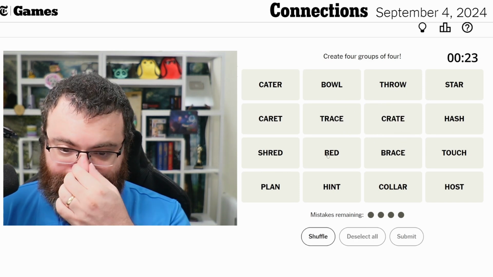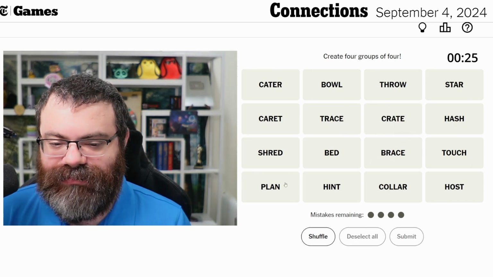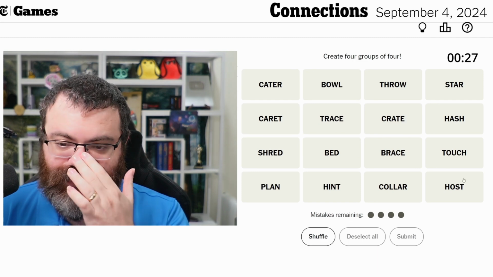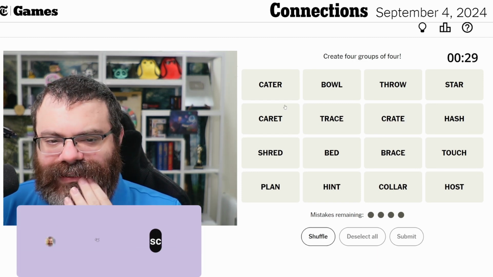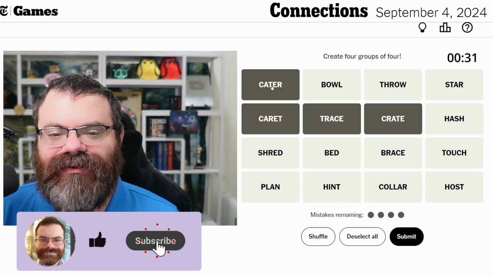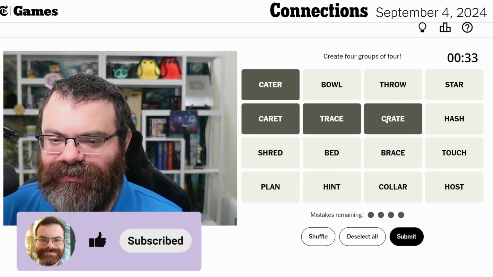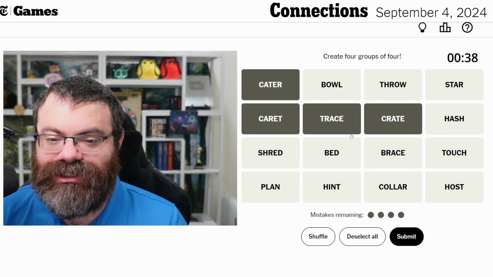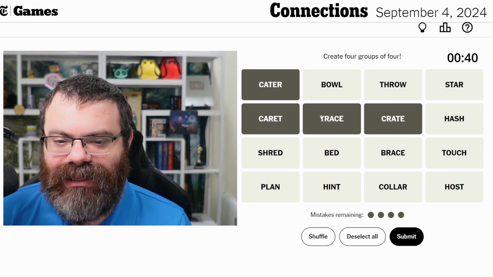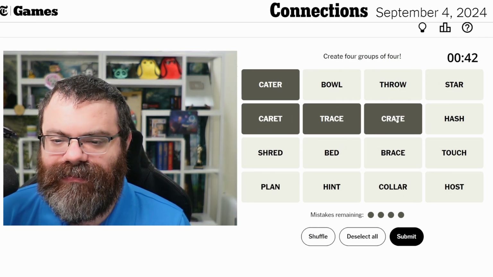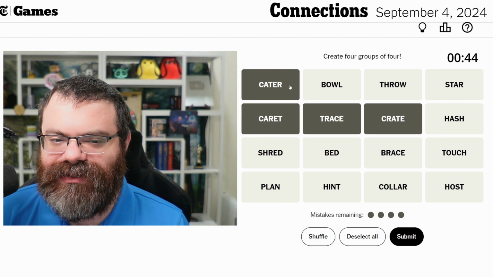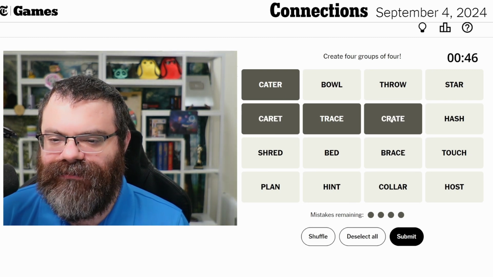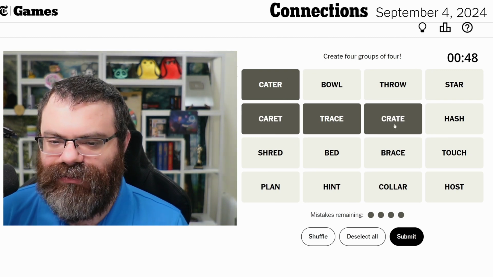Hash, shred, bed and brace, touch, plan, hint, collar, and host. So it's one of two things. Either it is the category, and for some reason they laid it out like this, which usually they wouldn't. I usually don't shuffle because I like to use that info. Or they may have made it a red herring, and sometimes they'll create the 4 categories out of those 4 words.